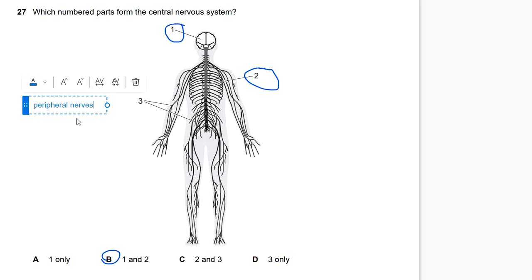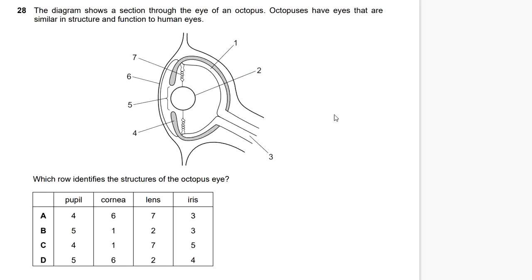So this is not a part of the central nervous system. The diagram shows a section through the eye of an octopus. Octopuses have eyes that are similar in structure and function to human eyes. So we see here that 5 is the pupil, 6 is the cornea, 7 is the lens, and 4 is the iris. So the correct answer for this is letter D.